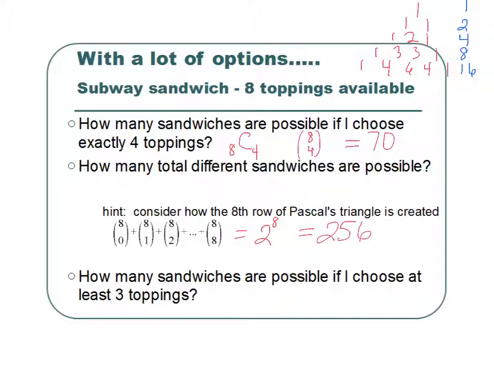That's handy. If you want to know the total number of ways something like that could happen, it's just going to be 2 to the whatever power that is. If there were 13 different toppings, then it would be 2 to the 13 for the total number of ways.